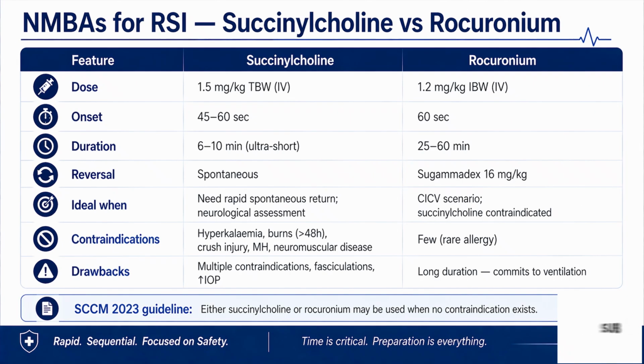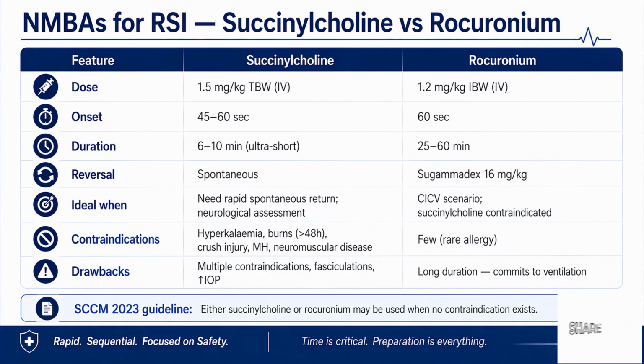Once you have selected your induction agent, next comes the neuromuscular blocking agent. There are two neuromuscular blocking agents that are recommended for RSI. One is succinylcholine and another one is rocuronium. Succinylcholine has a very rapid onset, short duration of action, and you don't need to give any reversal agent. The patient gets reversed on their own after 5 to 6 minutes or 10 minutes maximum. The contraindications are hyperkalemia, severe crush injuries, neuromuscular diseases, burns of greater than 48 hours, and a history of malignant hyperthermia.